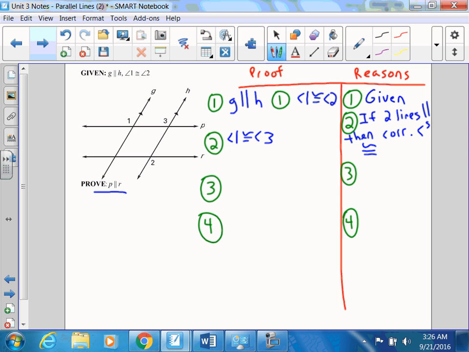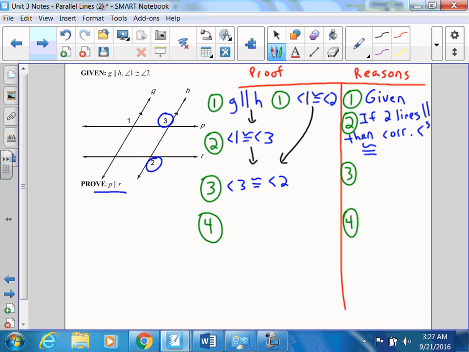Let's see here. So right now, all I can do is connect. I know 1 and 3 are congruent because G and H are parallel. Can I use the first step here and the second step there to prove something? So 1 is congruent to both 2 and 3. Hopefully we've done this property enough, the transitive property, that you know that angle 3 must be congruent to angle 2. So you're looking at angle 3 here and angle 2 here.